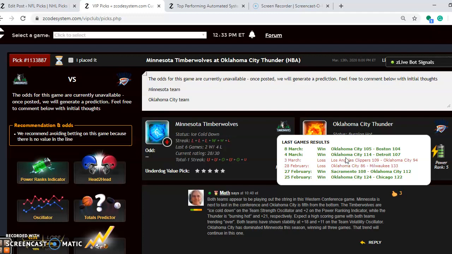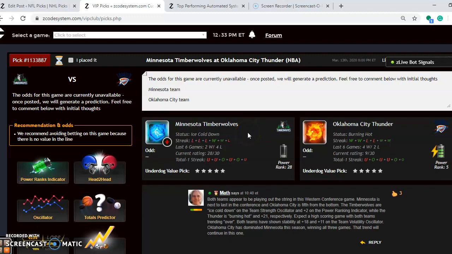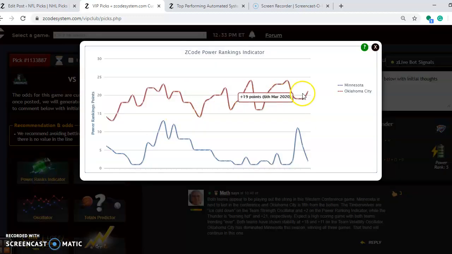Minnesota is next to last in the conference. Oklahoma City is fifth from the bottom, so neither team really has much to play for at this moment. Look at the power ranking indicator. You can see here that Oklahoma City is at plus 21. Minnesota has dropped considerably from plus 11 down to plus 2 just over the last few days.